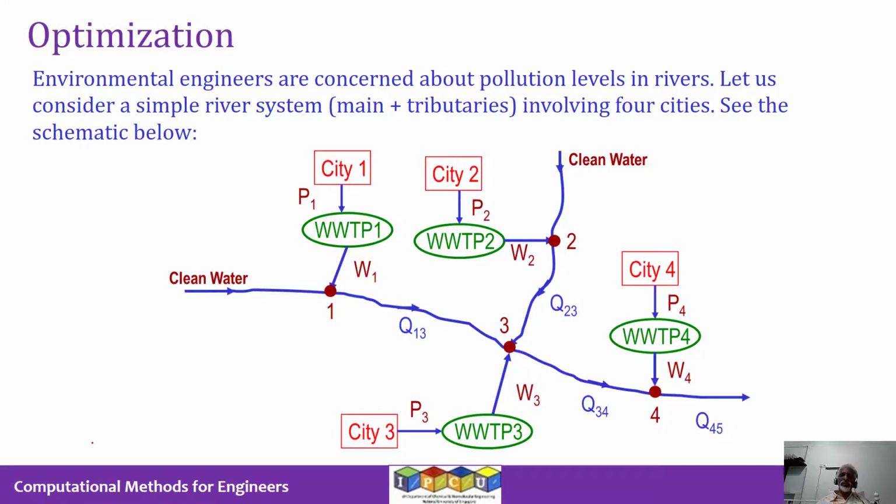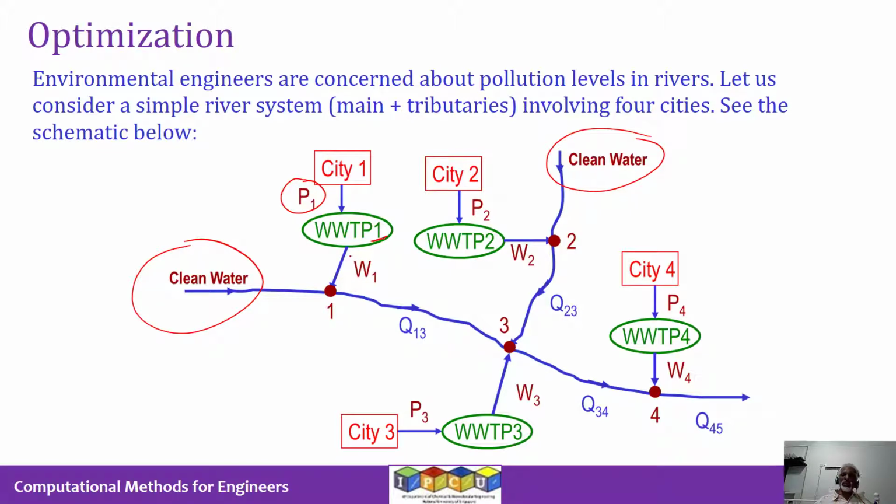But you can see you start with clean water in 2 places, and there are many junctions. As you can see, there are at least 4 junctions marked 1, 2, 3 and 4 in which the waste streams from the city come and join the clean water and pollute it. So city 1 produces pollutant amount P1 and then it has a wastewater treatment plant WWTP1. So it is associated with city 1.